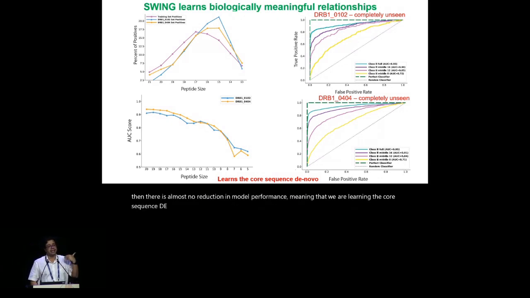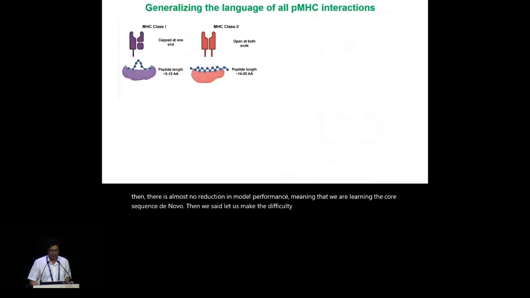Then we said, let's make the difficulty level even more difficult. So we said, now can we move from class 1 to class 2 PMHC binding? And this no existing method has done to the best of our knowledge, because structurally and sterically these are completely different. Class 1 is capped at one end. The peptide lengths are much shorter, 8 to 12 amino acids. Class 2 is open at both ends with peptide lengths 12 to 25, mostly in the 14 to 25 range.